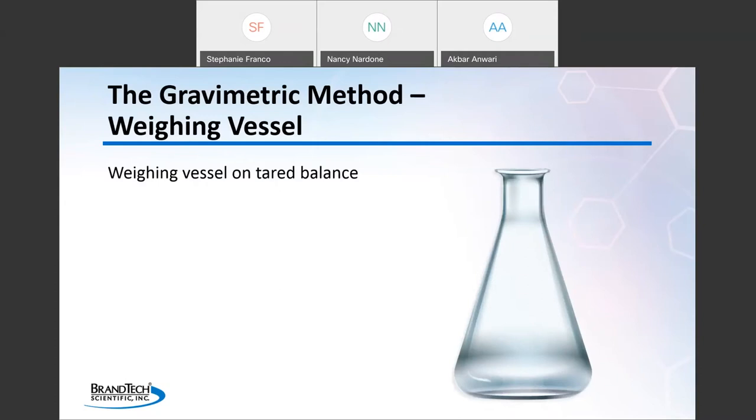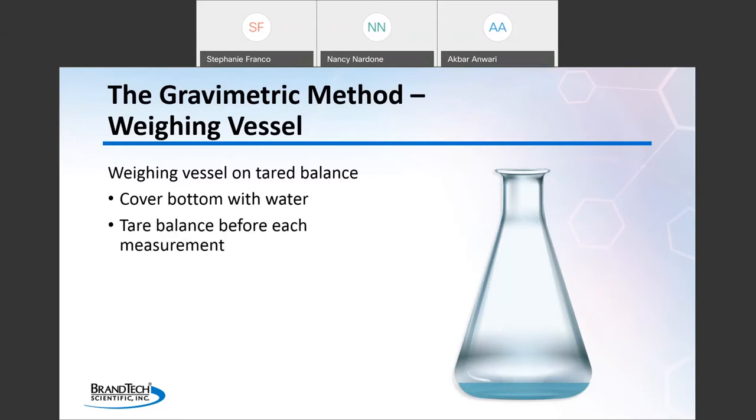On the balance, you're going to need a receiving vessel for the dispensed or pipetted water. The bottom of the vessel should be covered with water. This is because you don't want evaporation effects on your measurements. If testing small volume pipettes, such as an air displacement pipette with a 50 microliter volume or smaller, you can dispense the water into a capillary tube to reduce evaporation effects. And note that the balance should be tared or zeroed before each measurement.